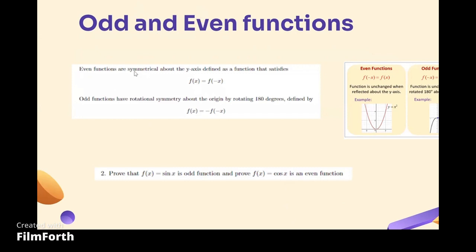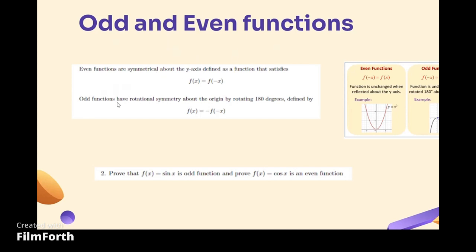So an even function is basically when you graph your function, it's symmetrical about the y-axis. Or if you think about it more algebraically, our function is f, and our input is x, right? So that's what f(x) stands for. For an even function, if you put x inside your function, it gives the same output as if you put negative x, right? And that's how we define an even function.